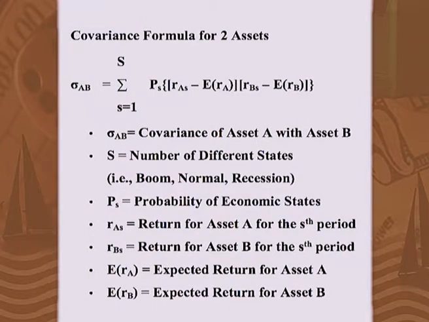in opposite directions. The covariance formula for 2 assets now is: covariance of asset A with asset B is equal to summation of PS, which is probability of economic states, multiplied by RAS, return for asset A for the s-th period, minus ERA, that is expected return for asset A, multiplied by RBS, that is return for asset B for the s-th period, minus ERB, expected return for asset B. Here S is equal to number of different states, that is boom, normal and recession period.